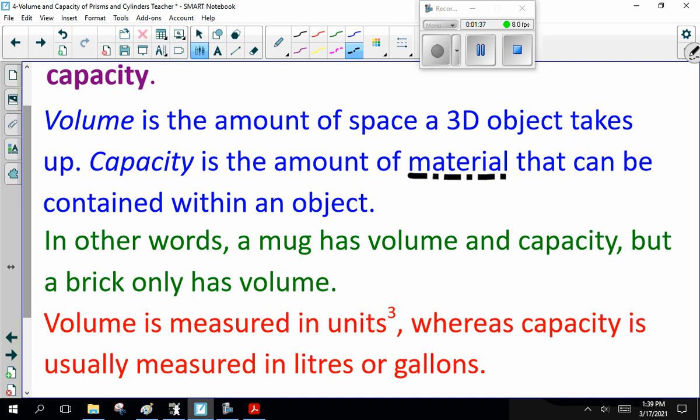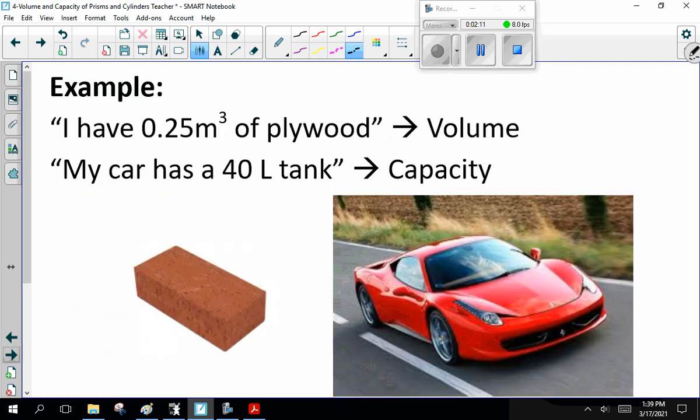I've never had to do that, but I do have a 10-liter gas container for my lawnmower that I have to fill up 3 or 4 times a year. So what's the volume of my 10-liter container? 10 liters. What's the capacity? How much gas can I put in the gas container? 10 liters. Now, a brick has only volume. That is, it has no capacity. It occupies space, but I can't put anything in it. Note the difference: capacity is what I can put in it.